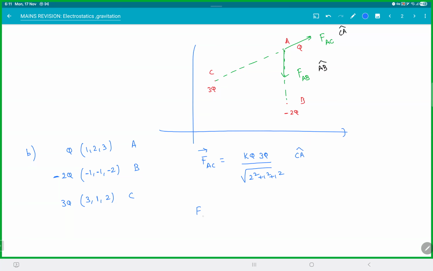Similarly, the force between A and B, K, Q, 2Q. Again, I'm taking the magnitude here, so you can ignore the minus sign. And the distance will be A to B, right? So (1 minus 1), that is 2 squared, (2 minus 1), 3 squared, that is 5 squared, and the vector will be AB cap. There, add both of them, you'll get the answer. Clear with this? So get the magnitude and get the vector form. Minus sign will be attracting, plus will be repelling, and then you're done. You know how to find the cap vector, so I'm not going to do that.